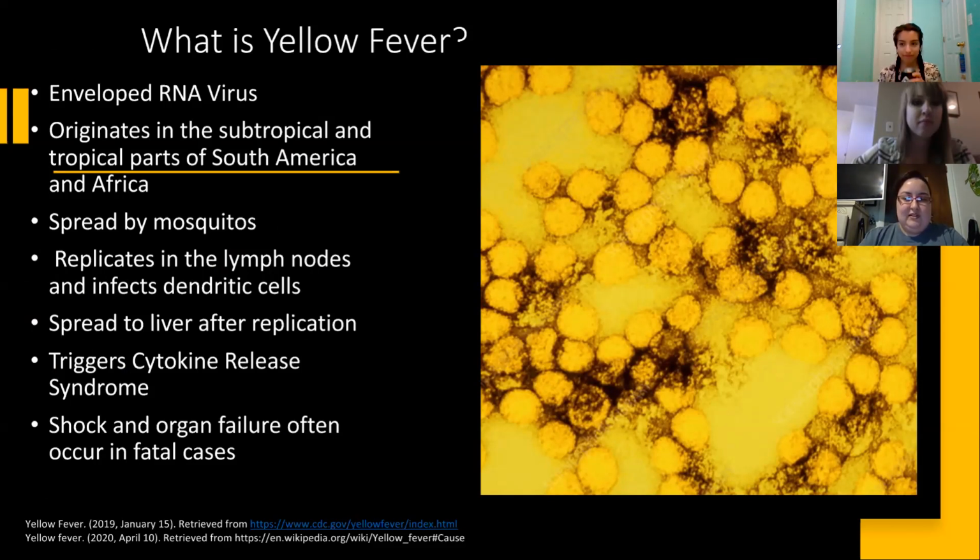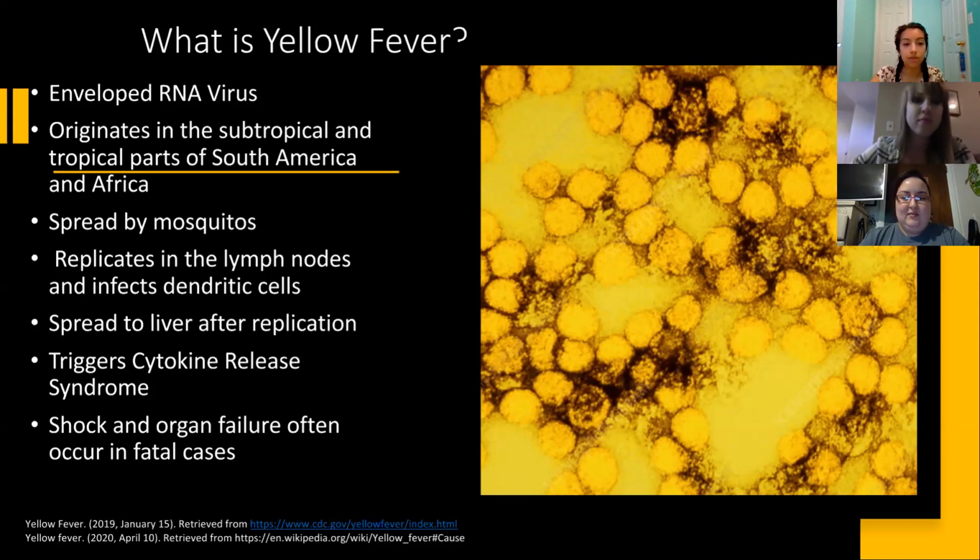Once transmission occurs, the virus exists in just the blood of the host, which is called the period of infection phase. The virus replicates in the lymph nodes and infects dendritic cells of the body. It then spreads to the liver after replication, which then triggers cytokine release syndrome to occur.